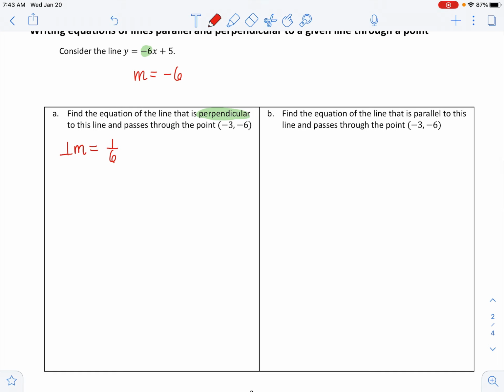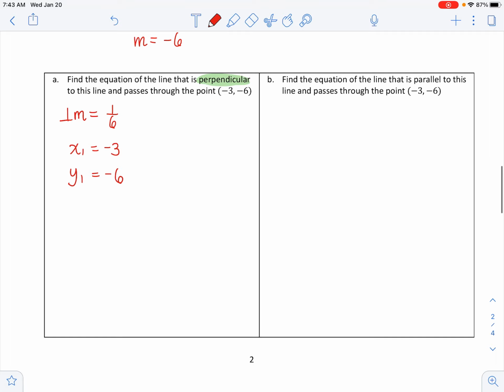The point they're giving us is negative 3, negative 6. So I'll use x1 equal to negative 3 and y1 equal to negative 6. I'm going to use point slope form. Remember, we talked about point slope form in section 1.4. Point slope form is y minus y1 equals m times x minus x1. Let's plug in everything we have here.